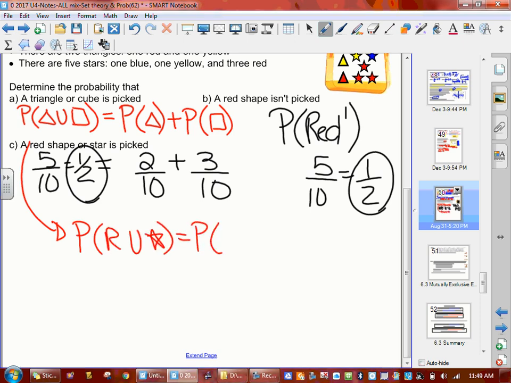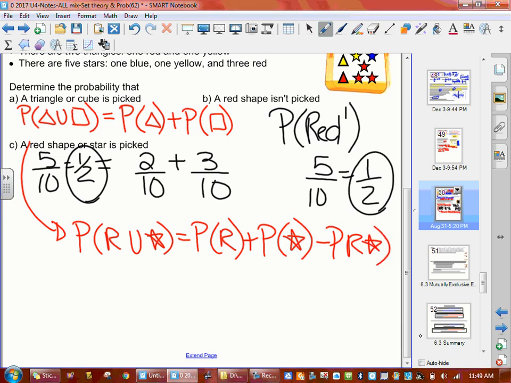So we need probability of a red plus probability of a star. Do we have red stars? Good. So what do we have to do with our red stars? We minus the overlap. Red stars would be considered the overlap of both these ideas. Okay, so we have idea 1, which is red. Idea 2 is a star. Both those ideas, the overlap would be a red star. So we've got to subtract the red star at the end.